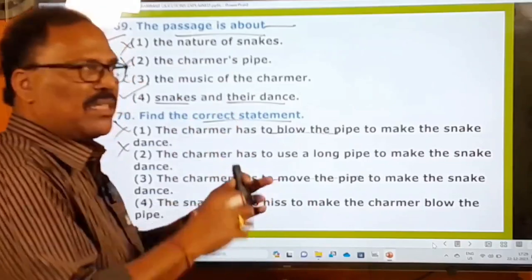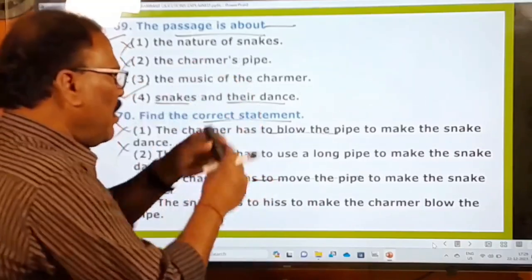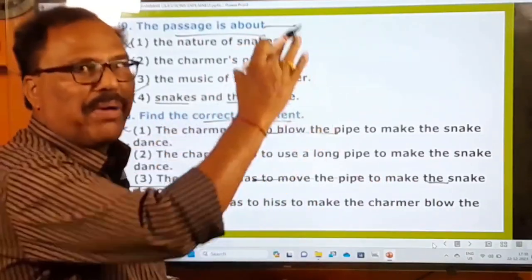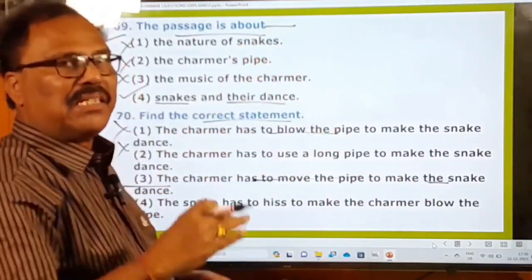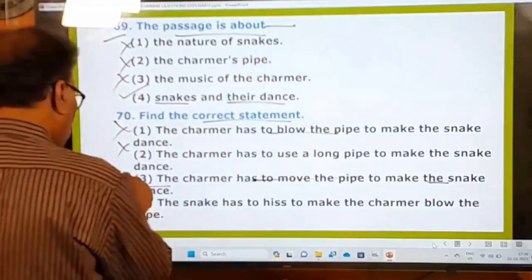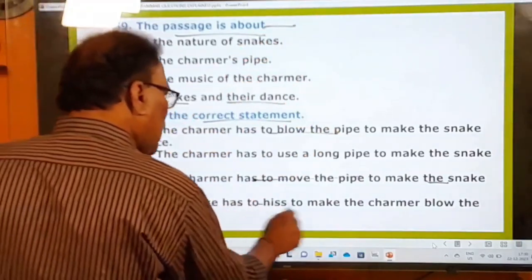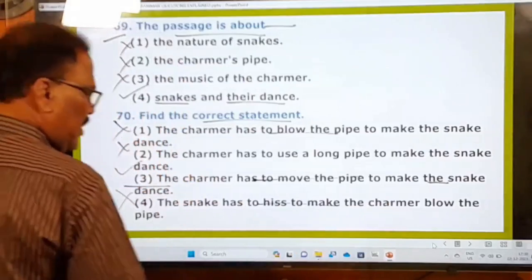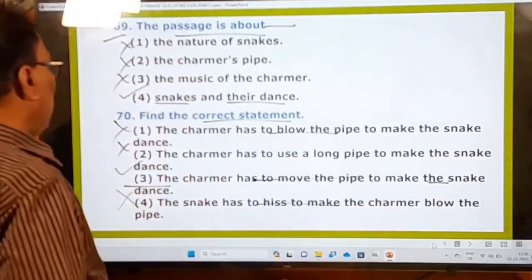When the charmer moves the pipe, then only the snake dances. According to the movement of that pipe, it will dance. Otherwise it won't dance. So this is the correct statement. The snake has to hiss to make the charmer? No. So the first one, second one, fourth one are wrong. Only the third one is the right one. And now move on to the other questions.